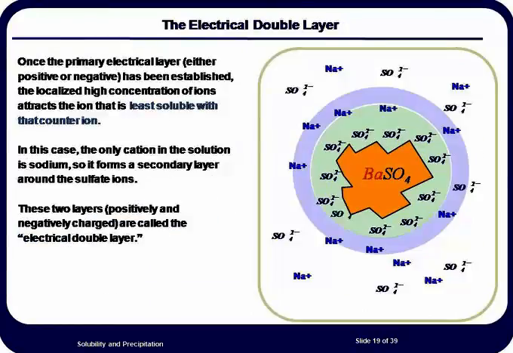Once the most insoluble material is attracted to the surface in the first ionic layer, a counterion must also be absorbed to maintain electrical neutrality of the precipitate. The first layer is called the primary electrical layer, and the second, the secondary electrical layer. The second layer is shown in blue in the figure to the right. Together, the two layers are referred to as the electrical double layer.